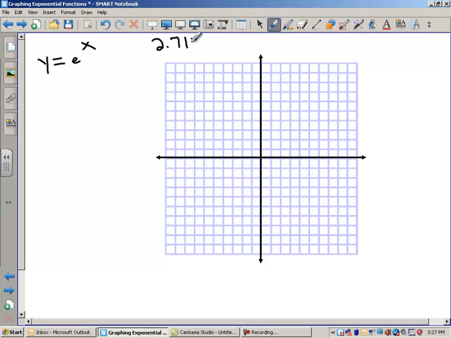2.7, 1828, 1828, 45, 90, 45. And it goes on forever. It's an irrational number with a big long decimal. It's bigger than 2 but less than 3.